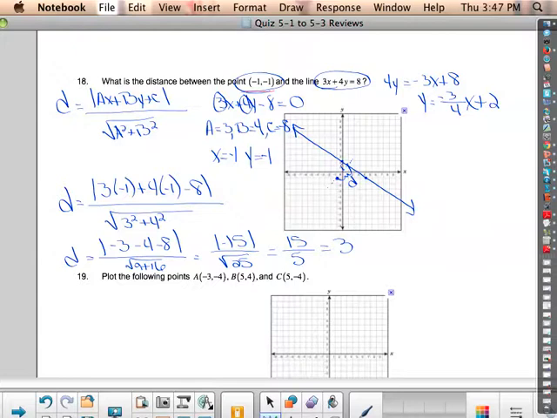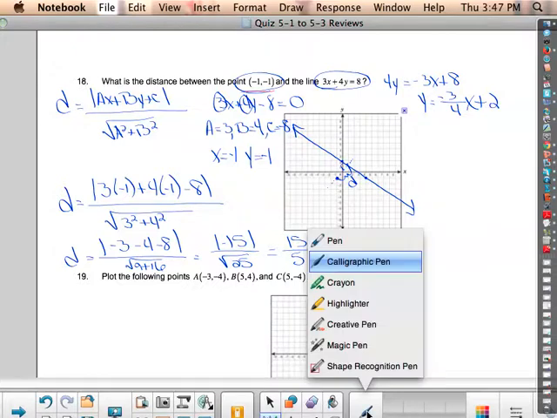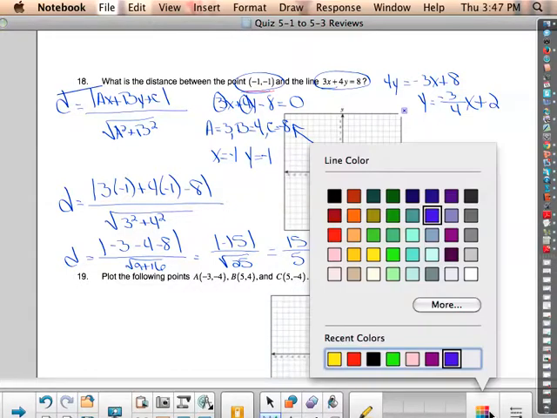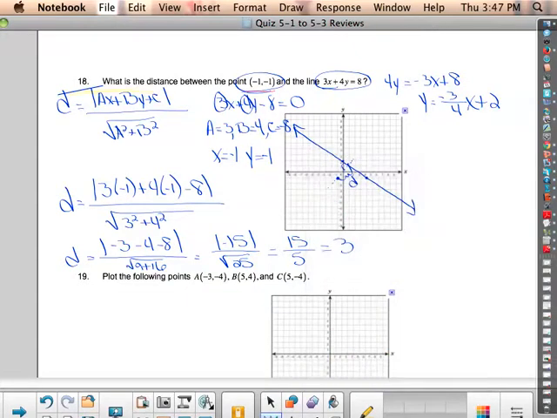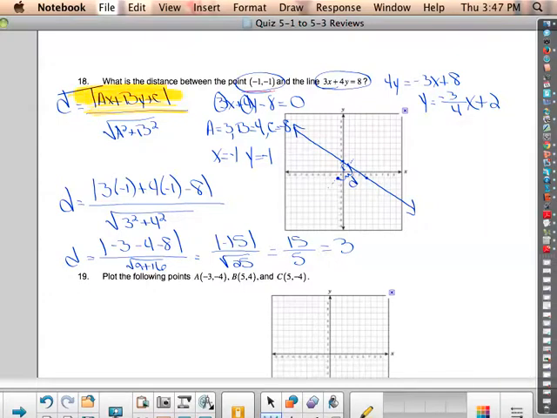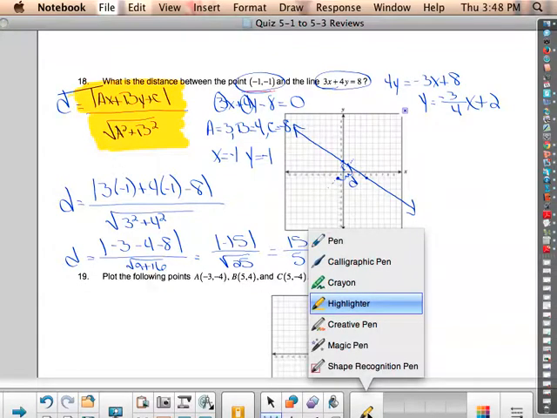This is the formula you'll need to use, or you will need to remember how to get there without the formula. So you either have to know this formula, or you have to be able to think about how you're going to find that point of intersection and then use the distance formula from chapter 1.